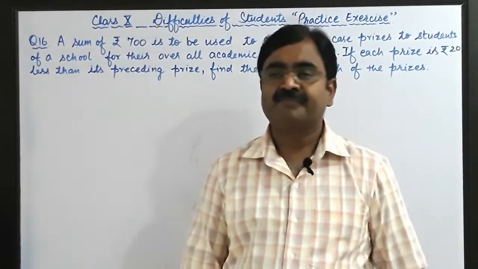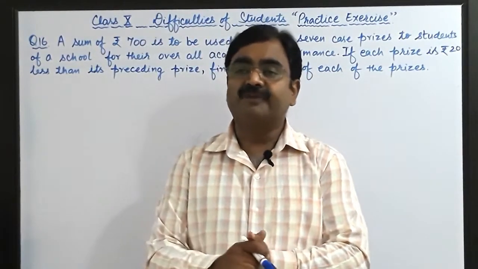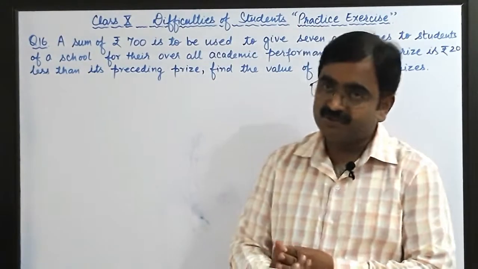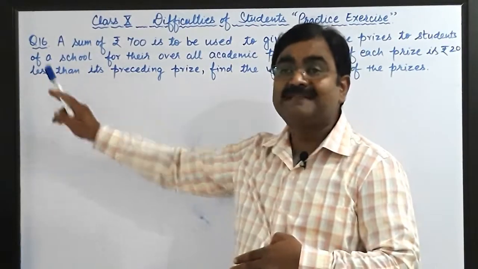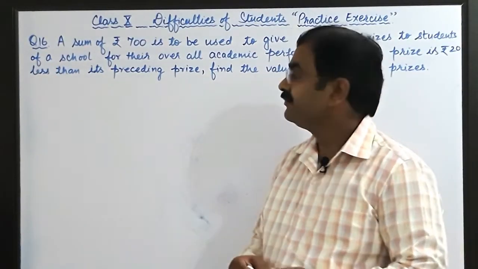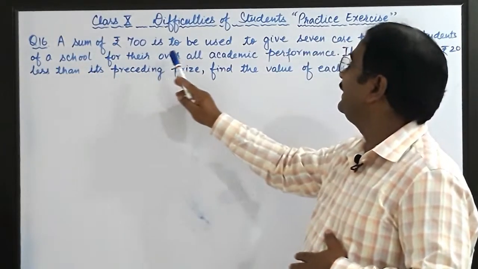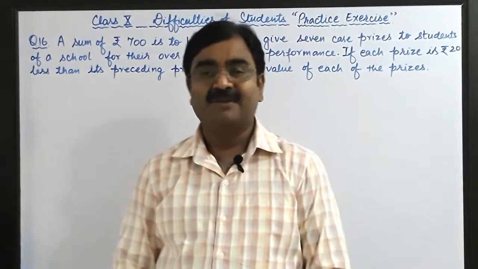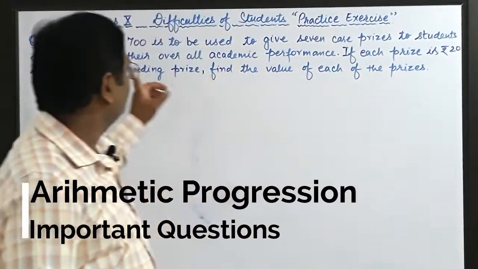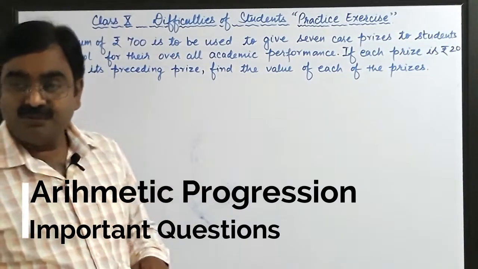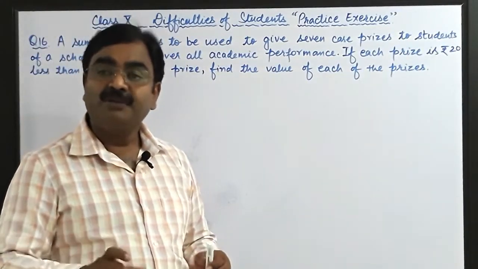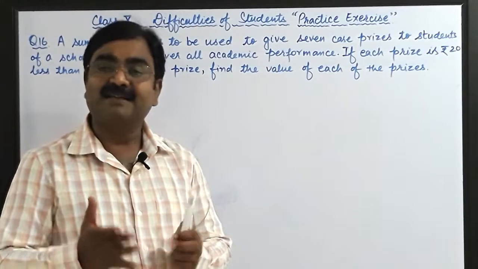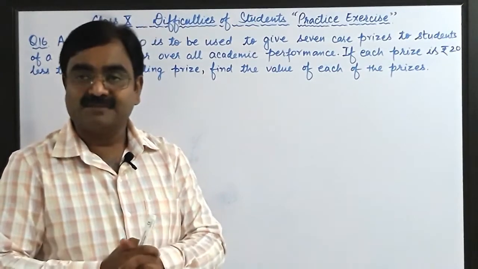Okay friends, now after the completion of difficulties, let us see few questions of your exercise. We can carry forward your syllabus also. In this, the 16th sum of exercise 5.3 is given that a sum of 700 is to be used to give 7 cash prizes to the students of a school. Means in a school we are going to award 7 students as a prize, and in the prize are their total 700 rupees with us.